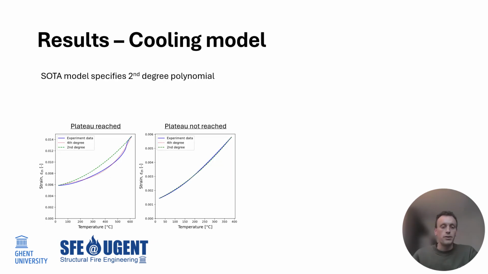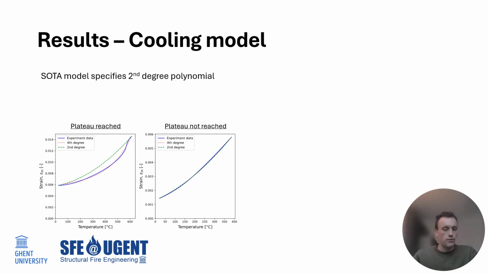Okay, so the second model that we are discussing the results of is the cooling model. And there are two remarks that I need to make first before looking at the real models. First of all, the state-of-the-art model specifies a second-degree polynomial for the cooling model. But if you compare the experimental results with this second-degree polynomial, you can observe that it works well when the plateau temperature is not reached. But as soon as you reach the plateau temperature, the second-degree polynomial doesn't work too well.